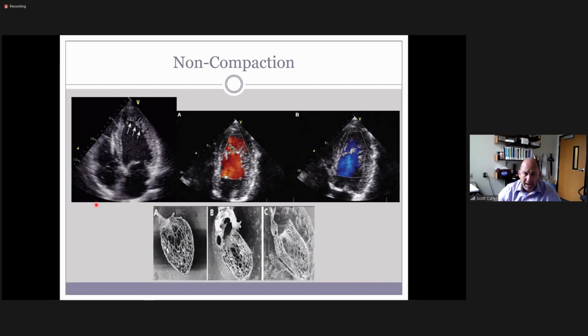Okay. And in addition to that, if you really don't see it well, maybe your windows are poor, you should definitely be using a contrast and echo enhancing agent like Definity or Lumason. That will light up where the blood pool actually is. Okay, does that make sense?